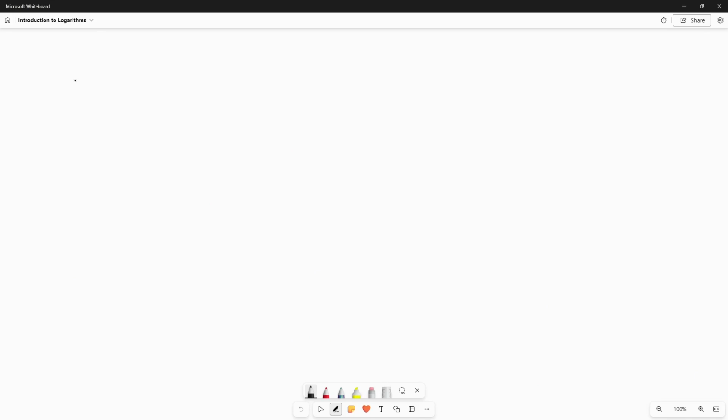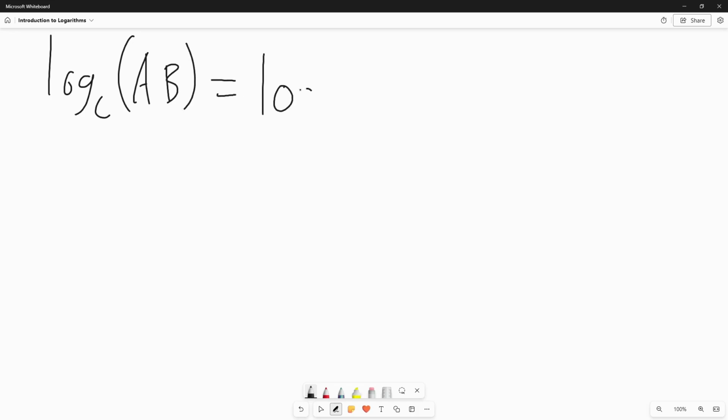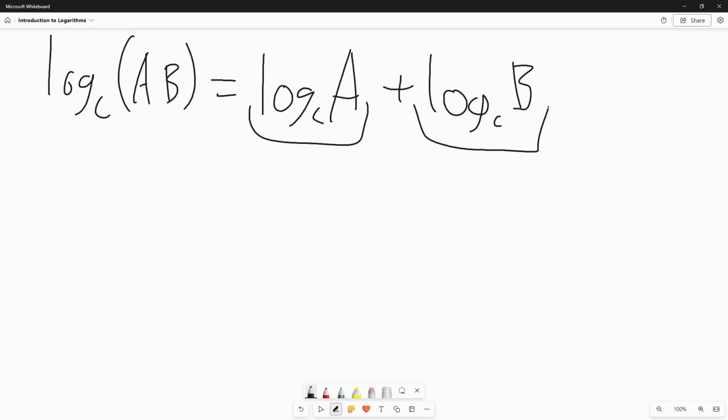There are also some laws in logarithms, such as if you have log base c of a times b, this is equal to log base c of a plus log base c of b. So you can split this a times b into two of them, but also if you have two logarithms with the same base, you can combine them, turn it into this.